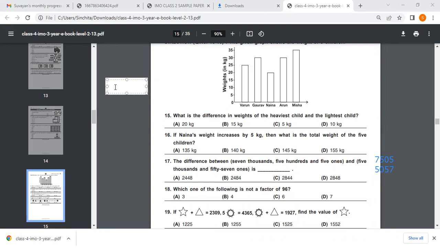Okay. Now, Sruti, see, what is the weight of Varun? Tell me. Shruti, what is the weight of Varun, beta? Can you explain number 85? Wait, I'm explaining it again. Just a second, beta. Shruti, tell me what is the weight of Varun? 25. Very good. What is the weight of Gaurav? Thirty. Very good. What is the weight of Naina?